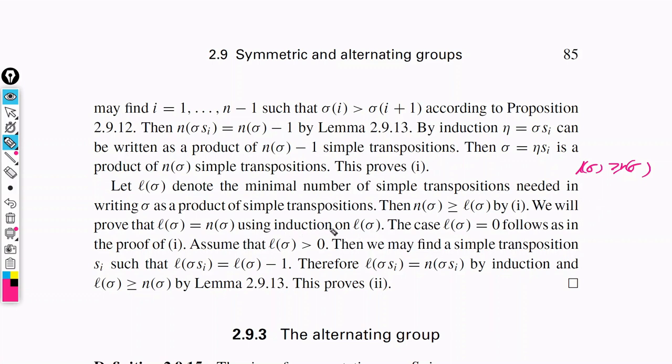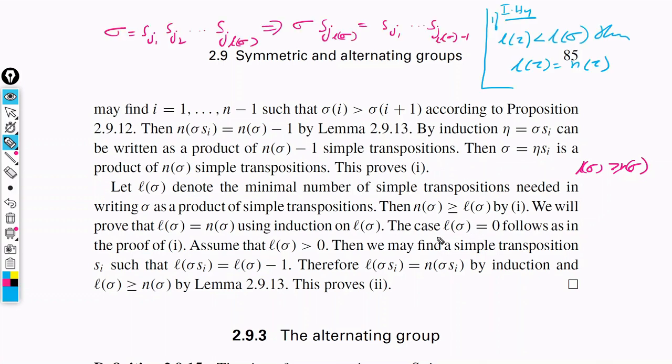Here also we use induction on L(sigma). So case 1, L(sigma) equals 0. We know that if L(sigma) equals 0, then sigma is the identity map. Then already we know that n(sigma) is also 0. So the result is true when L(sigma) equals 0. Next we assume that L(sigma) is greater than 0. Then what is our induction hypothesis?